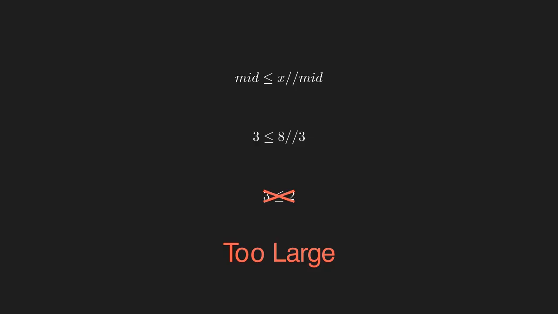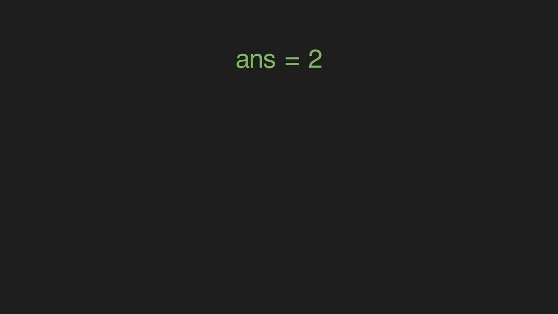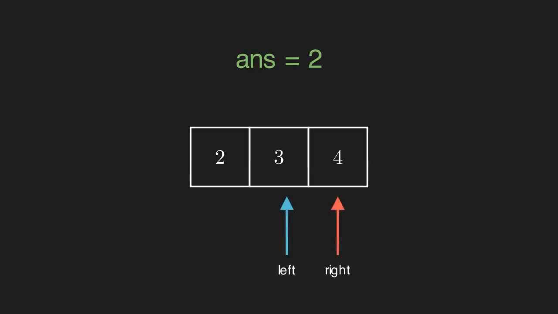Any number larger than 3 will also be too large. We must shrink our search space to the left. Because mid was too large, we do not update our answer variable. It safely remains at 2, our best valid candidate so far. To eliminate the right half of the search space, we update our right pointer. We set right equal to mid minus 1. Since mid was 3, right becomes 2.